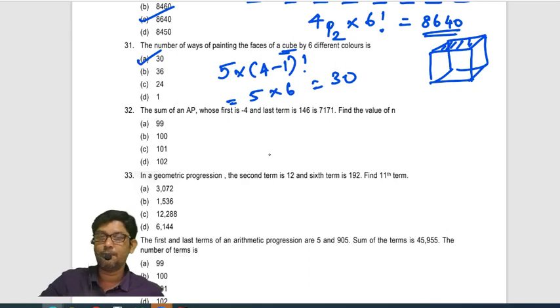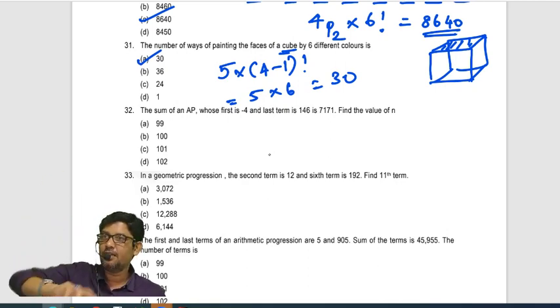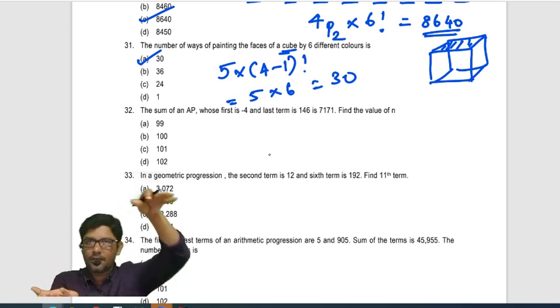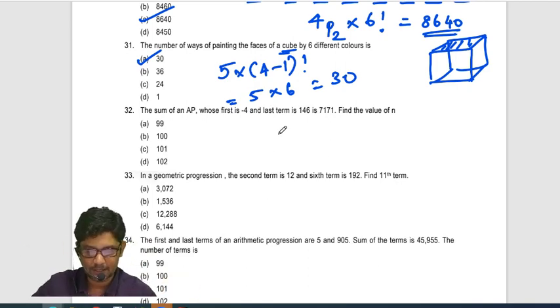You got my point, my dear? See, one color we painted, that you leave it. And for the remaining 5, one color is the bottom. For example, I colored the top in one way. For the bottom, we have to select any one among the remaining and we did it. And the remaining 4 are a circular arrangement. So 3 factorial ways, that's it.